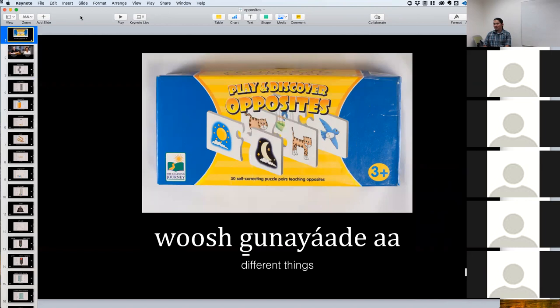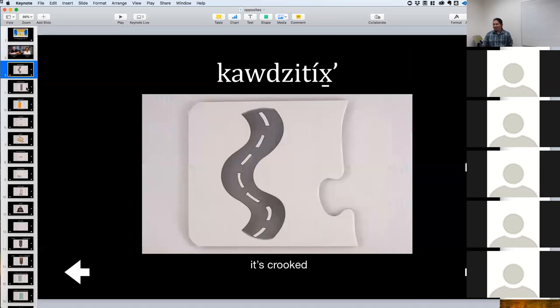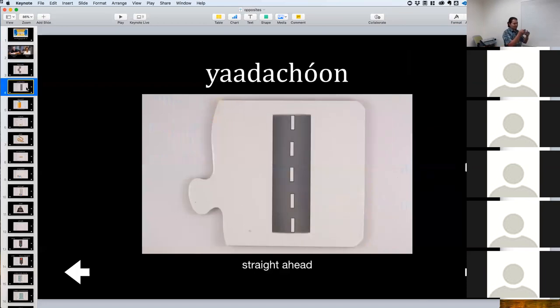There's no language on the cards? No, not then. So this is what the cards look like. And they're puzzle pieces, and they fit together, so the kids can try to match them. And so there's lots of things you could do.